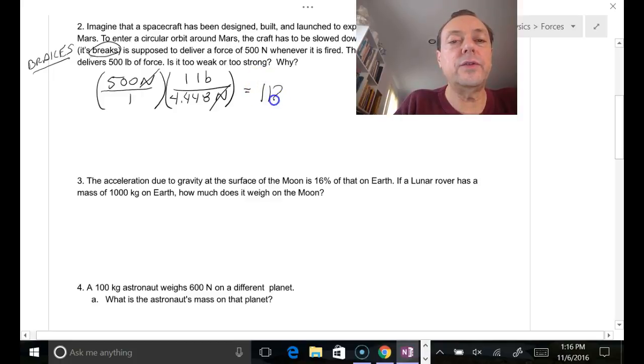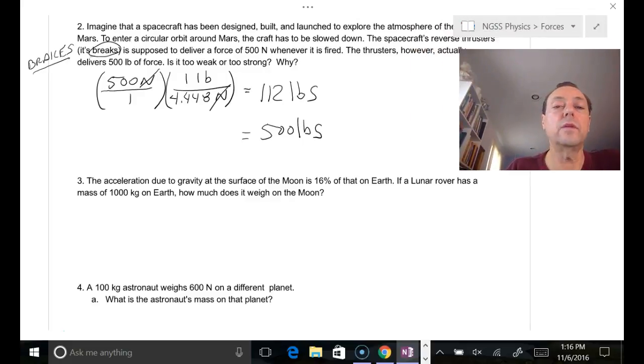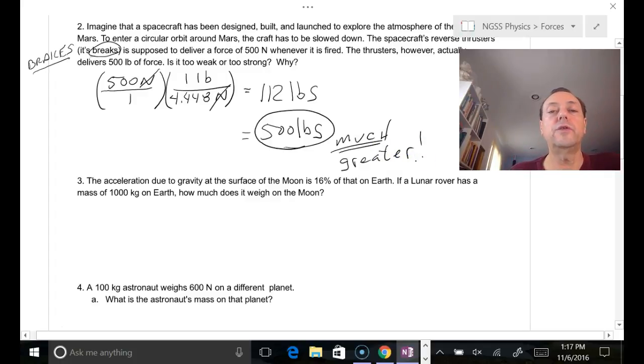So that is about 112 pounds. And this compares with the 500 pounds. So we know that the 500 pounds is much greater. Okay, so we're comparing in similar units, and right away we can tell that the 500 pounds is much more than the 500 newtons. Okay, next problem.